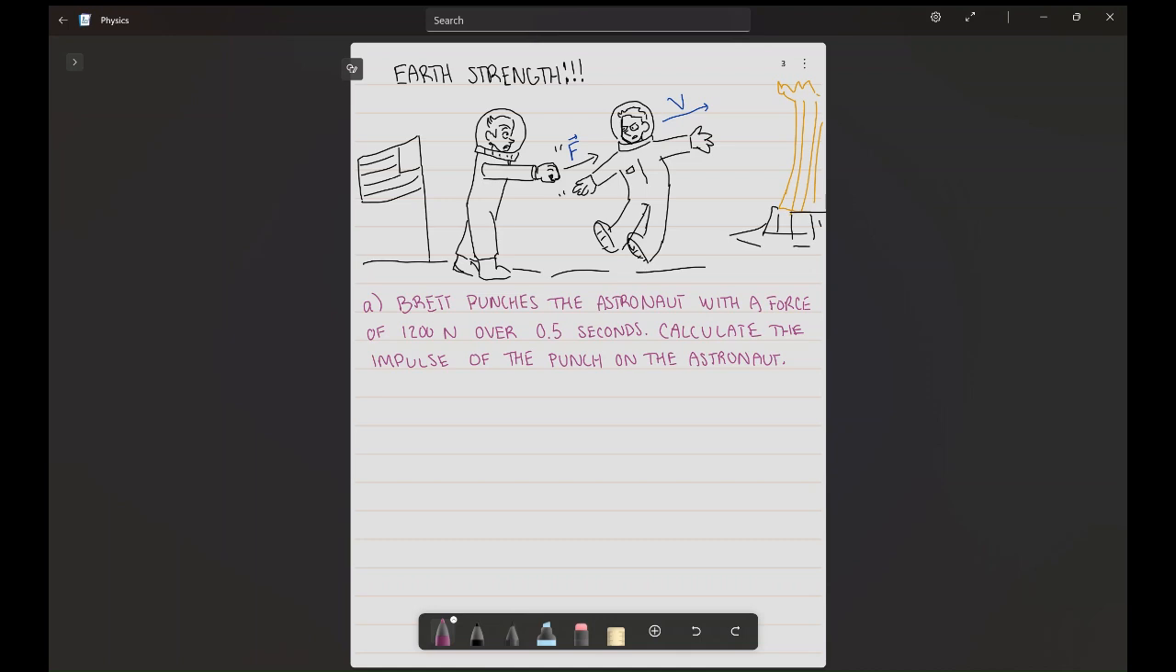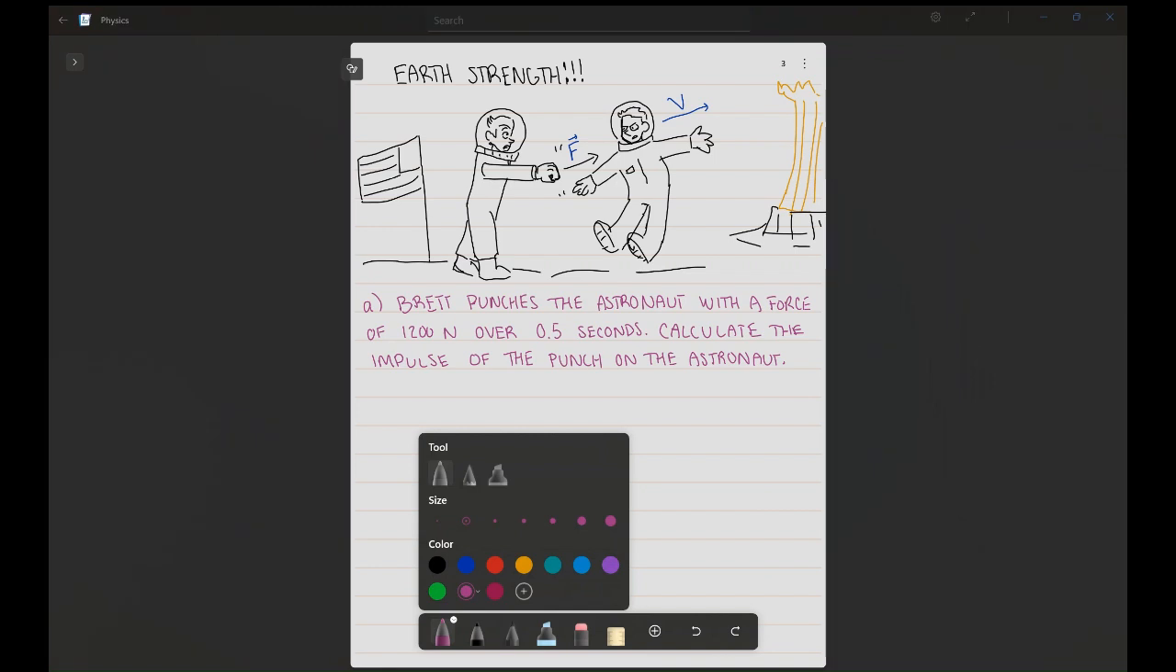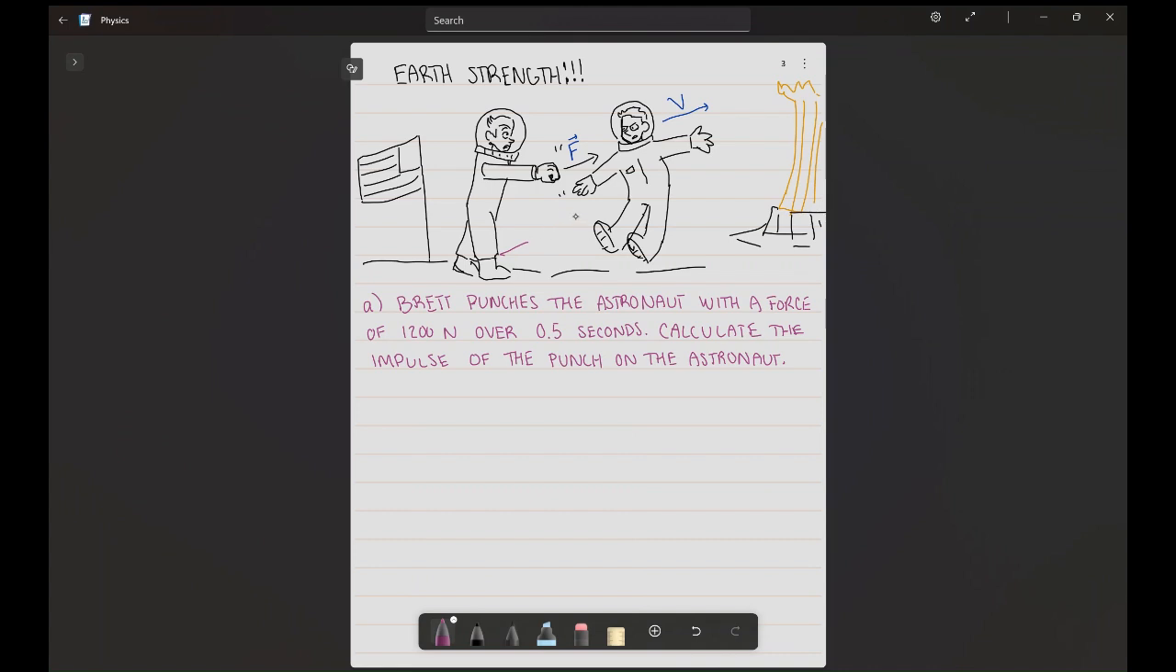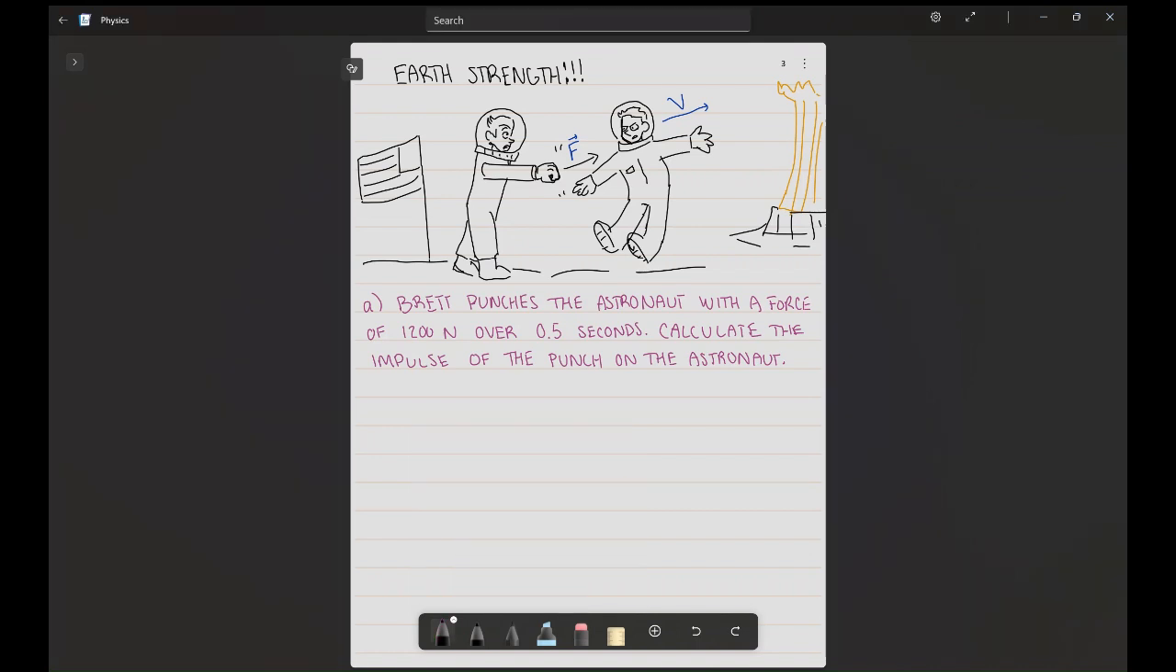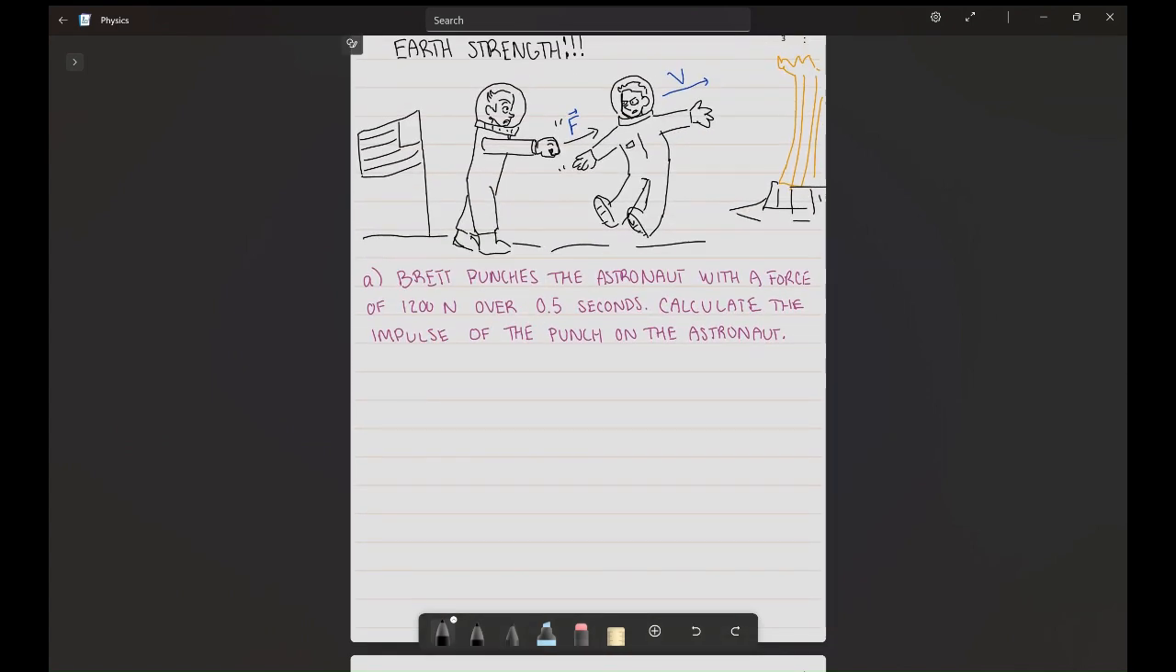I decided to do something fun, and I went with an example from one of my favorite shows. In this scene, this character right here, the guy on the left, his name is Brett, and he punches this other astronaut guy. And the astronaut flies back into this jet thing that's on the moon. Cartoon physics isn't exactly accurate, but I still figured I would go with it anyways because it was pretty fun. So there's my little drawing. It's not the greatest, but I think it shows what's going on.